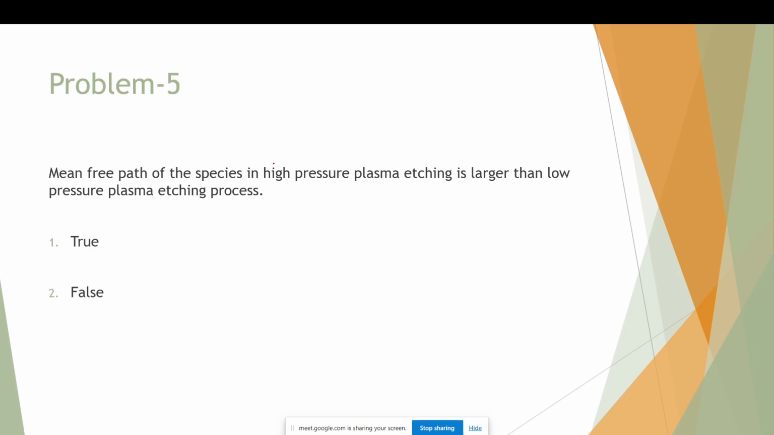Mean free path of the species in high pressure plasma etching is larger than low pressure plasma etching process. In high pressure plasma, like I said again, there will be more particles close to each other, so mean free path will be lesser. So this is false. Low pressure will usually have larger mean free paths.